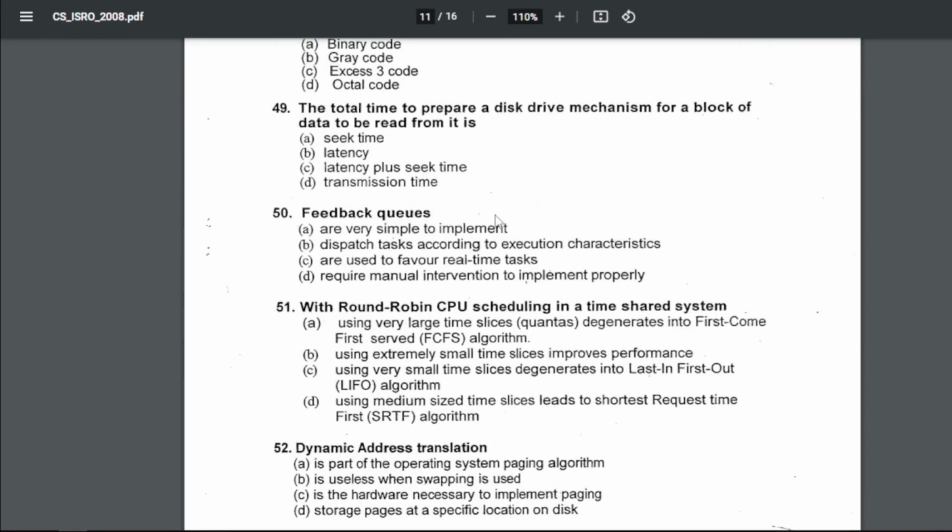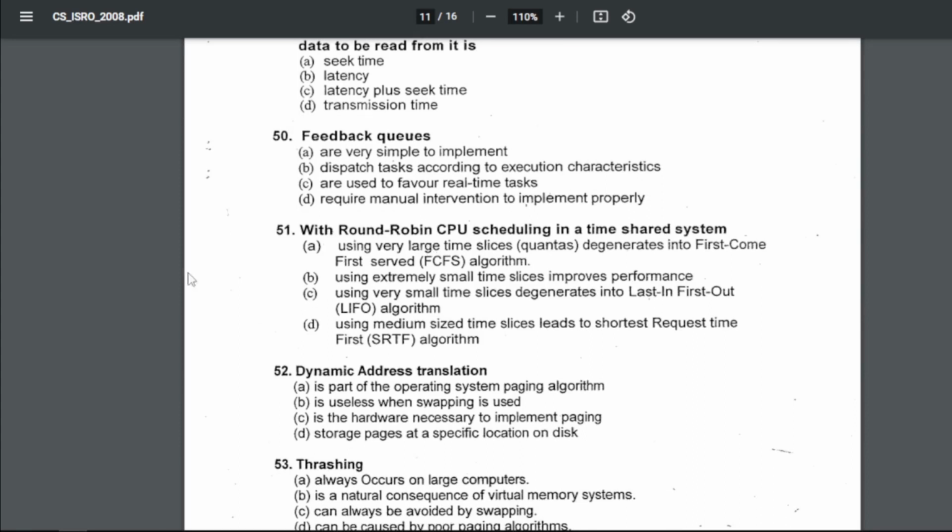49 is the total time to prepare a disk drive mechanism for a block of data to be read from it is what? So for this our answer will be C, that is latency plus seek time. Okay, so the total time to prepare a disk drive mechanism for a block of data to be read from it is called latency plus seek time.